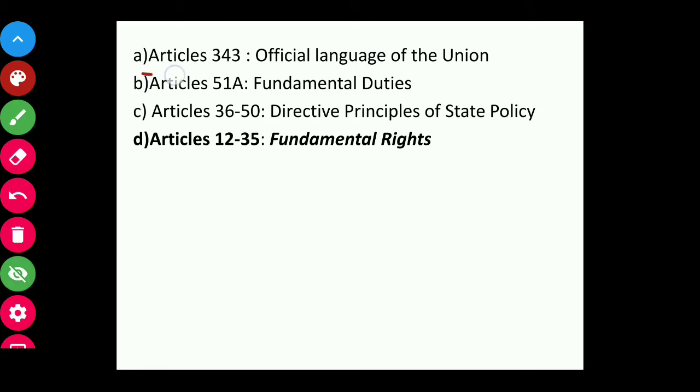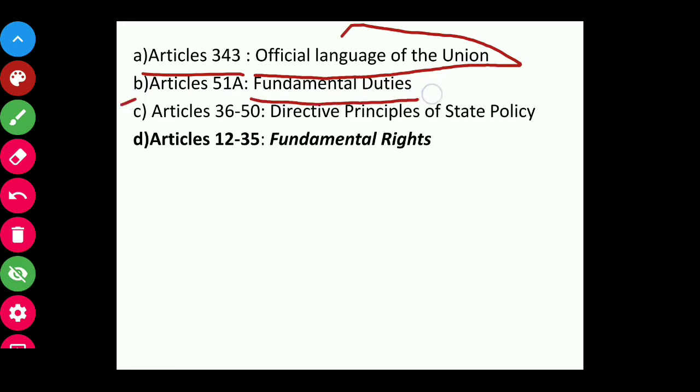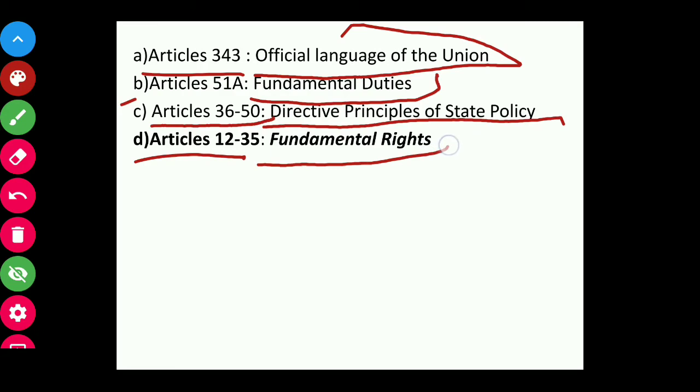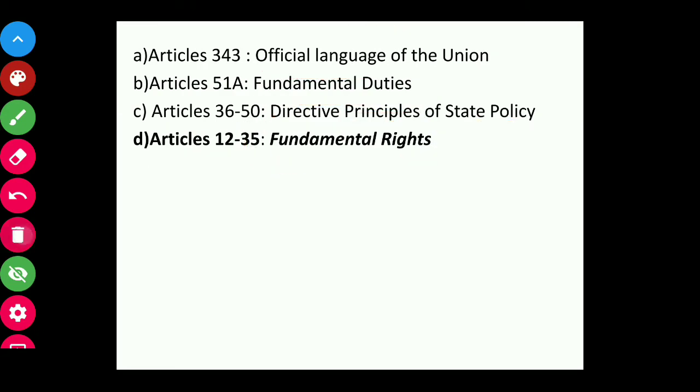Article 343 stands for official language of the Union. Article 51A is fundamental duties. Articles 36 to 50 are directive principles of state policy, and D. Article 12 to 35 is fundamental rights.